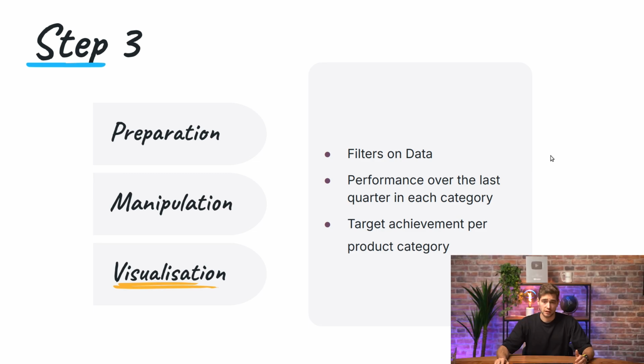In order to better visualize our data, we will add a few things. First of all, filters. To be able to filter on one specific salesperson or a couple of salesperson and only see their results, and a filter on the date to be able to only filter on one specific date as well. Then I want to add a small table that will show me the performance over the last quarter in each category, so I can analyze every product category as a whole without having the salesperson in the way. And finally, I want a small table that will show me the target achievement per product category, so meaning what was the target and what was the actual result in a small graph in order to better see it.